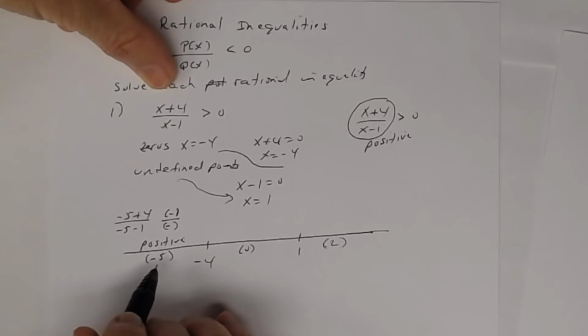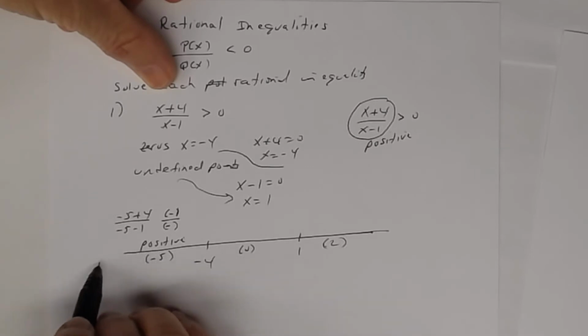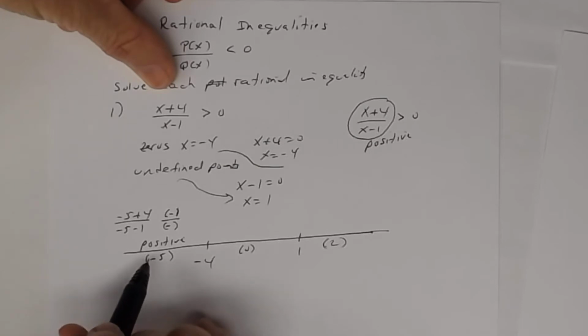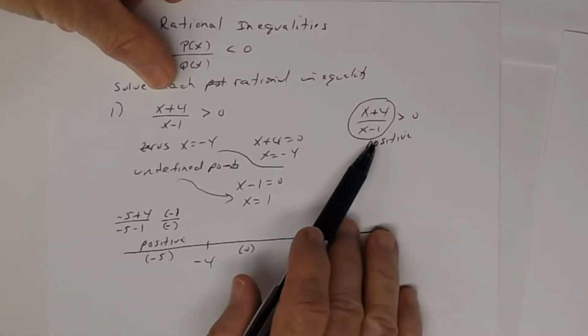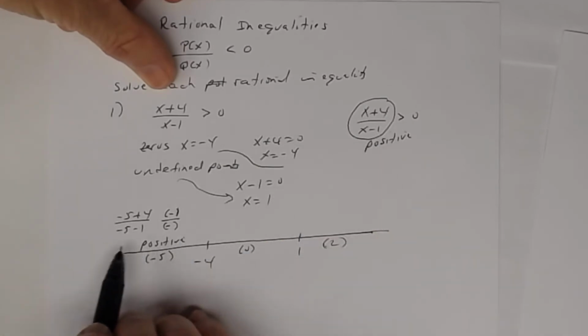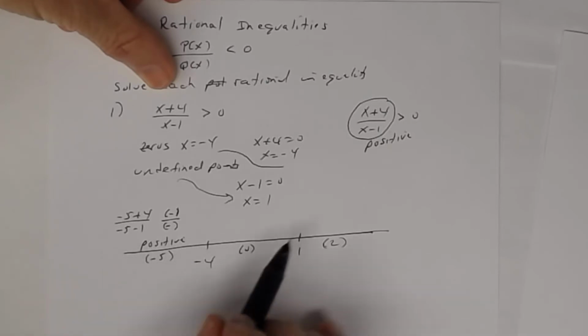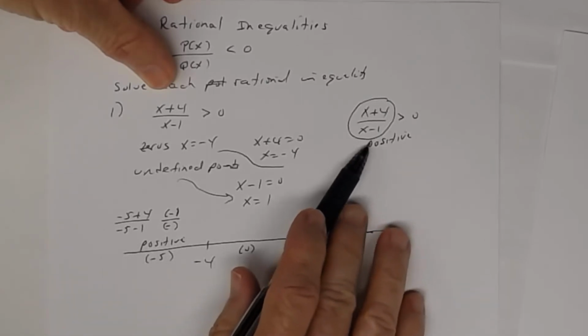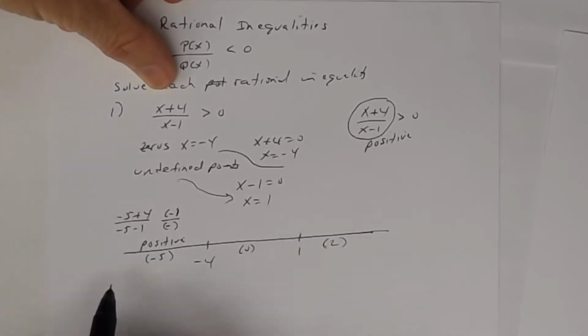So next question is this: is this interval from -infinity to -4 going to be a solution? And the answer is yes, because any number from -infinity to -4 will make this rational expression positive, and that's what I want. So I'm going to put a little check there to remind me that's going to be an interval that's going to be one of my solutions.